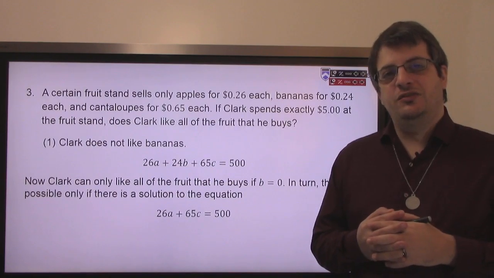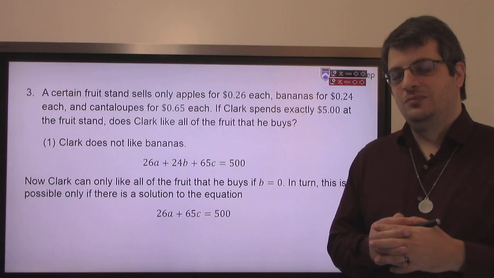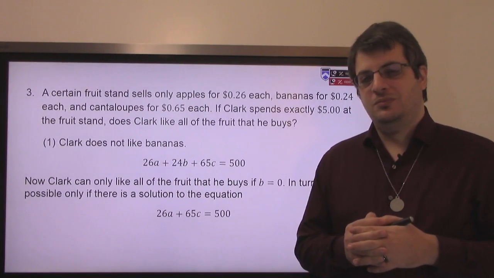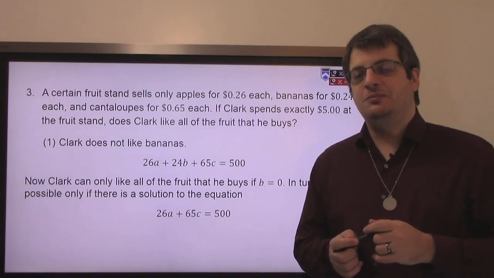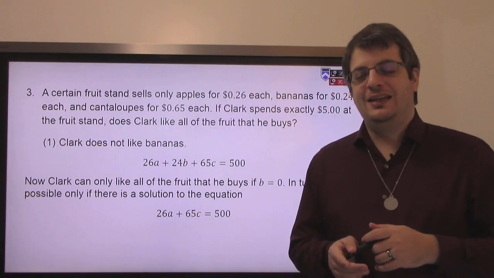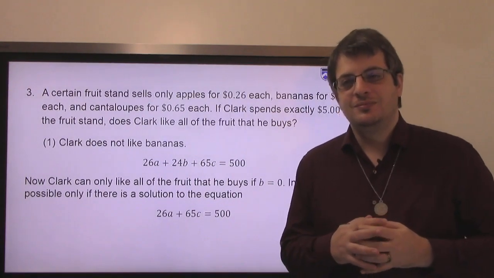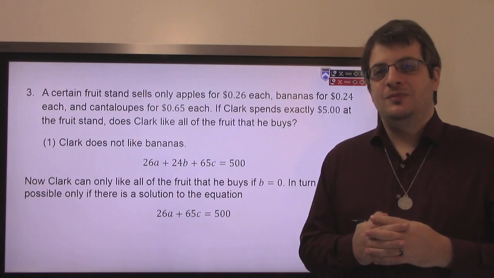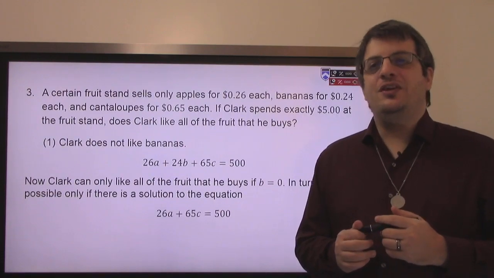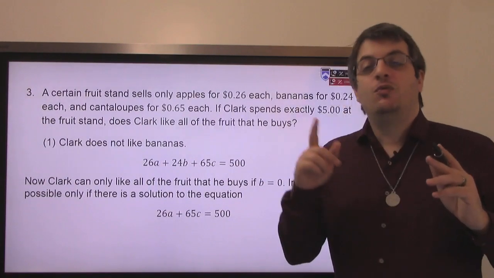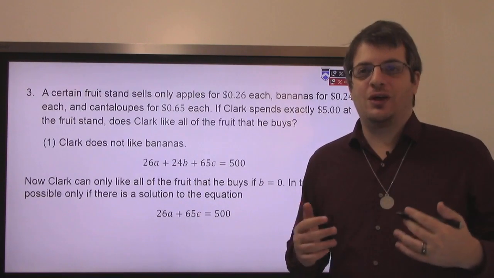Can this equation be solved? 26A + 65C = 500? No, he cannot. Do you know why he can't? Tell me why. One thing you're going to learn about me real quick, guys, I'm like the perfect 2-year-old. My favorite question is why.